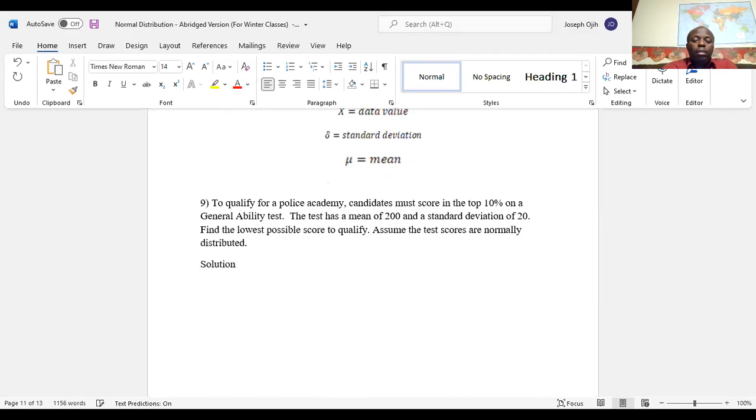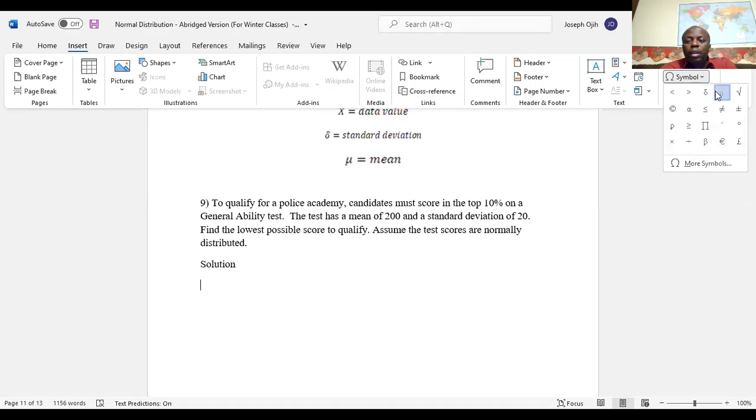The mean is 200. Let's put the mean. Mean is 200. And they also give us the standard deviation, so that we have mean equals 200, standard deviation equals 20.